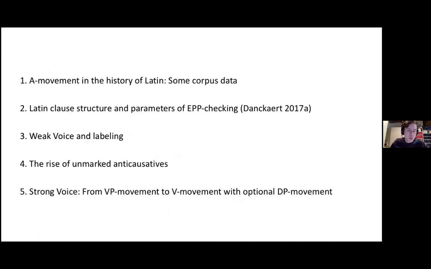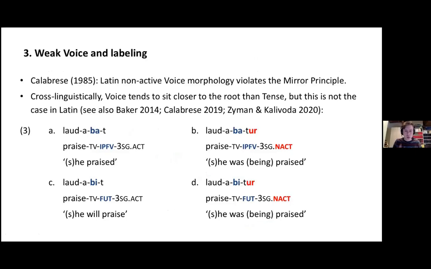So if we then move to weak voice, the crucial observation here is the syntax-morphology mismatch that has been talked about a lot, most recently in a very interesting paper by Lieven and Kalivoda, which I really recommend. I can't really do justice to it today, but it's really quite nice. The crucial observation is that whenever there is explicit voice morphology and explicit tense morphology, the tense morphology tends to sit closer to the root than the voice morphology, and in most languages, it's really the other way around.